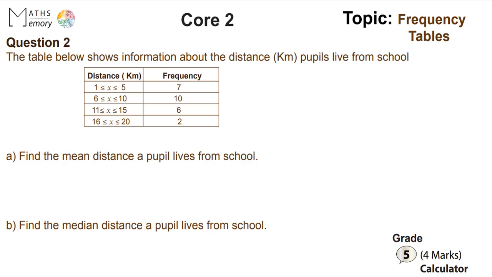Question 2, Core 2, frequency tables. Let's write this question down, this frequency table, these 2 columns on a piece of paper, and let's work out the mean and median of this continuous set of data. Press play when you're ready.